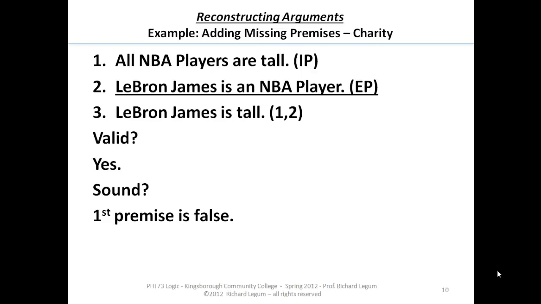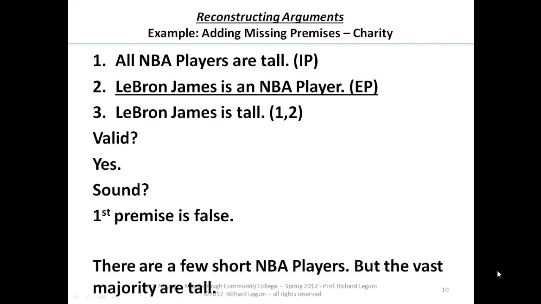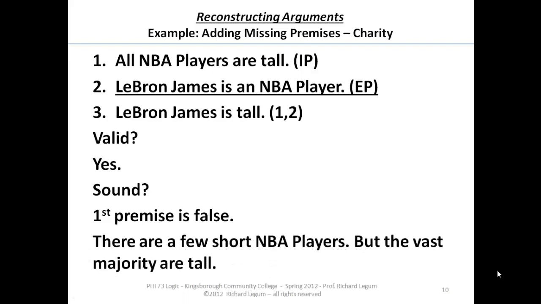So now we really haven't been so charitable to the person in providing this as the implicit premise, right? Because, as we said, there are a few short NBA players, but the vast majority of them are tall. But the fact that the vast majority are tall indicates that maybe there's a better argument, maybe there's a better premise. So let's take a look at what that might be.